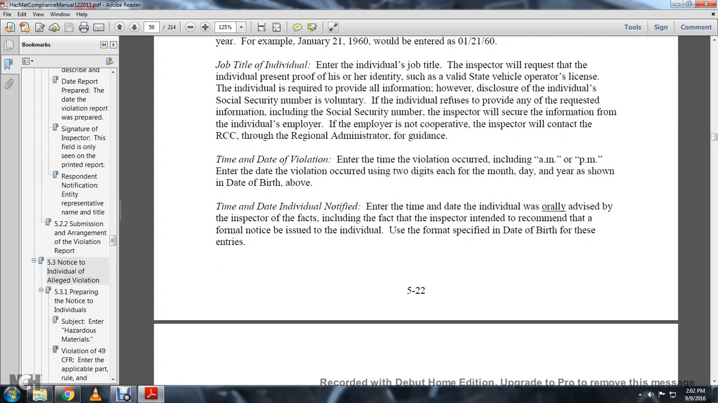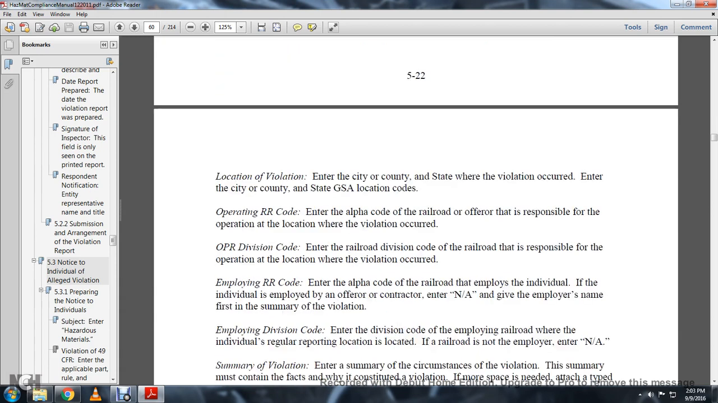Time and date of violation: enter the time the violation occurred, including AM or PM. Enter the date the violation occurred, with two digits each for the month, day, and year, in the format shown for date of birth. Time and date the individual was notified: enter the time and date the individual was orally advised by the inspector of the facts, including the fact that the inspector recommended a formal notice be issued. Use the format specified for the date of birth entries.